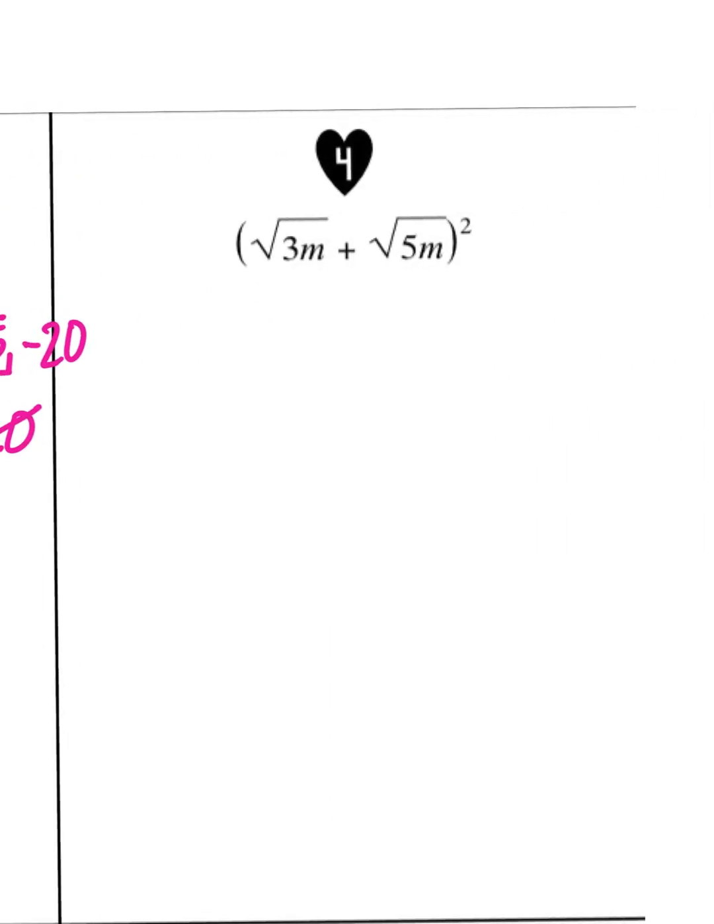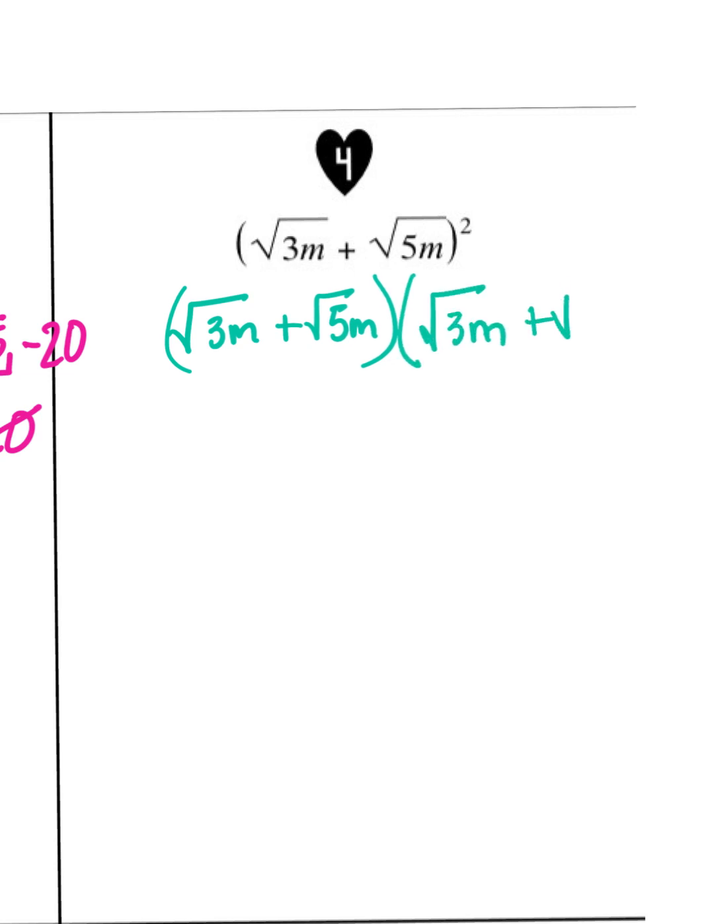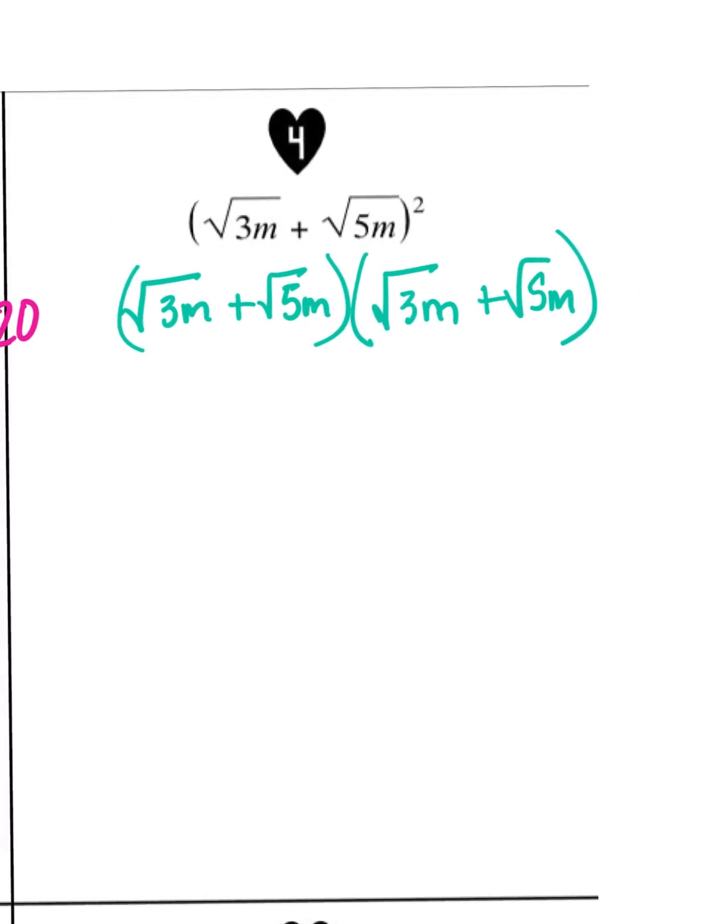Here, since you have this twice, you're going to go the square root of 3m plus the square root of 5m, times the square root of 3m plus the square root of 5m. You do it the same way we did this problem over here. You double distribute. So the first piece times the first piece: the square root of 3m times the square root of 3m is just 3m. The square root of 3m times the square root of 5m is the square root of 15m squared.